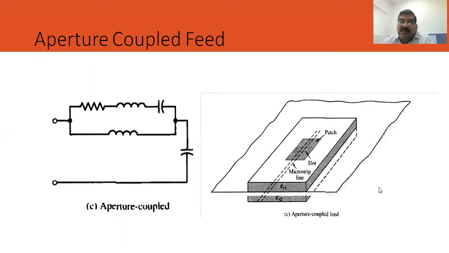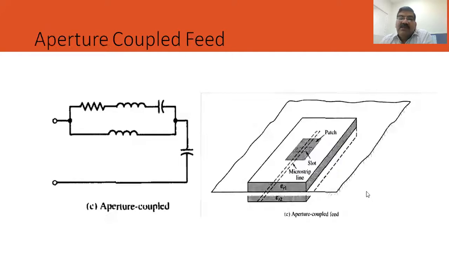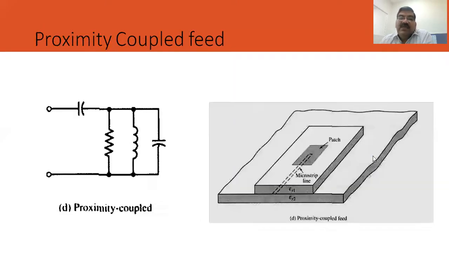Now the last thing we are going to discuss is the proximity coupled feed. Again it is the same as that: two substrates, epsilon R1 and epsilon R2, and in between you have the microstrip line. Again the patch is there, only the ground plane is at the lower, whereas there the ground plane was in between. Only that difference is there, and this is the equivalent circuit. Again it is capacitive coupled. This is called the proximity coupled feed. The microstrip line is in between.